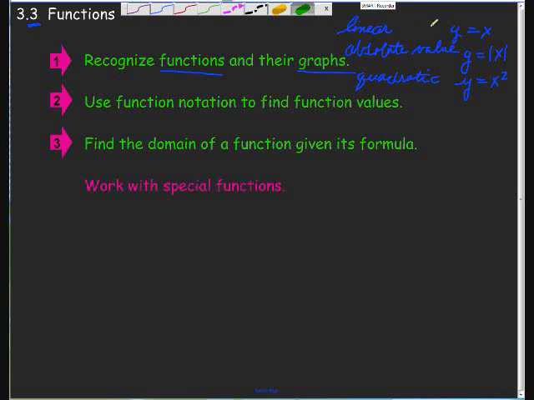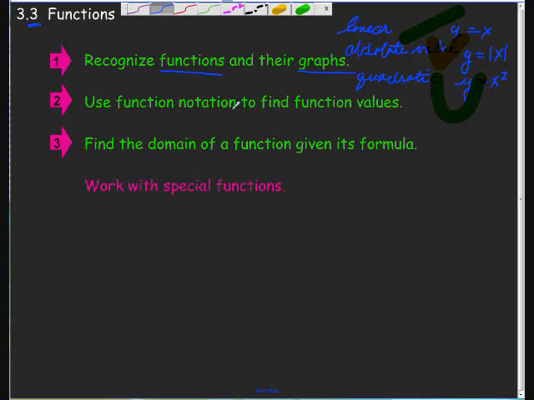here's my linear. Oh, that doesn't show up at all. Oh, that's all right. Our absolute value, that looks like this. Forget this. And our quadratic, of course, is a U shape, right? Yeah.